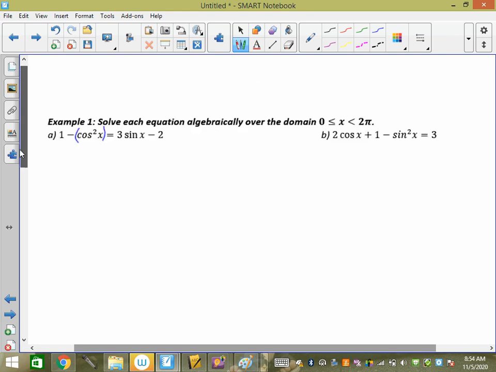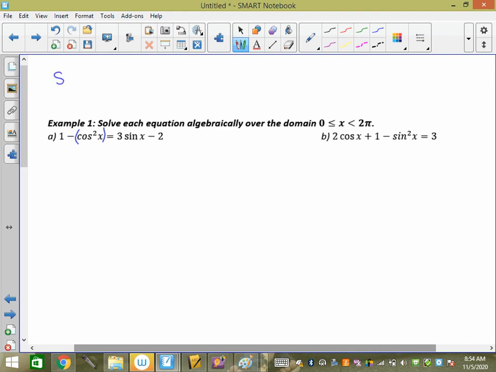So the formula we use is the sine squared x plus cos squared x equals 1 formula. So if I want to get cos squared x by itself, I would have cos squared x equals 1 minus sine squared x.